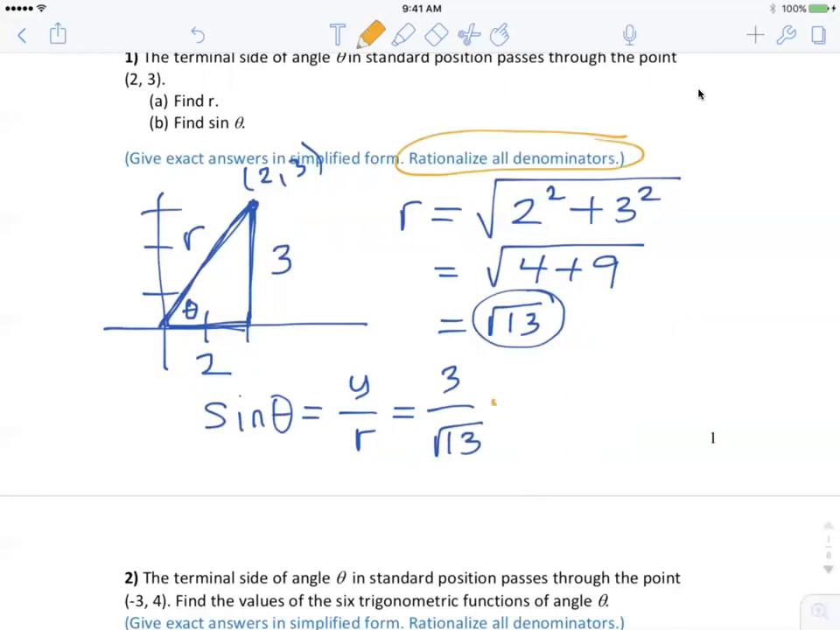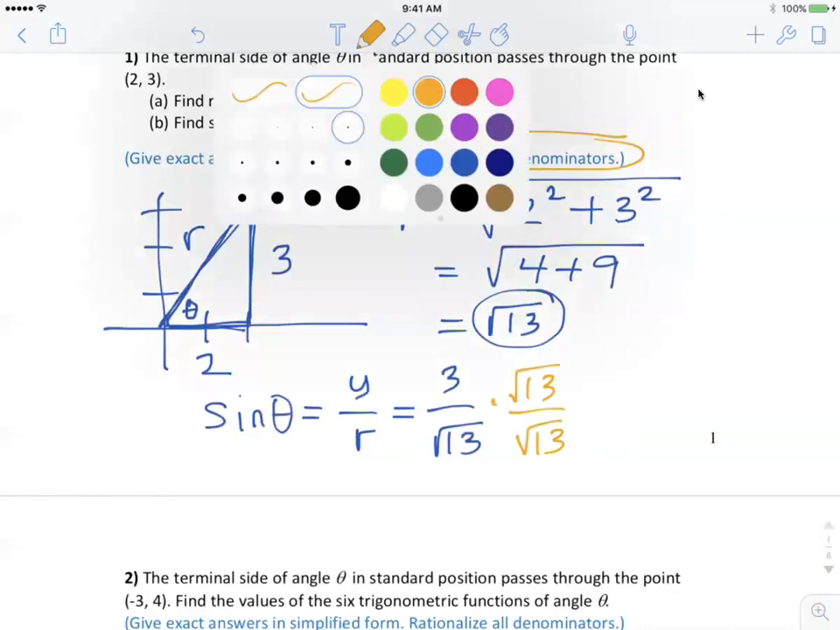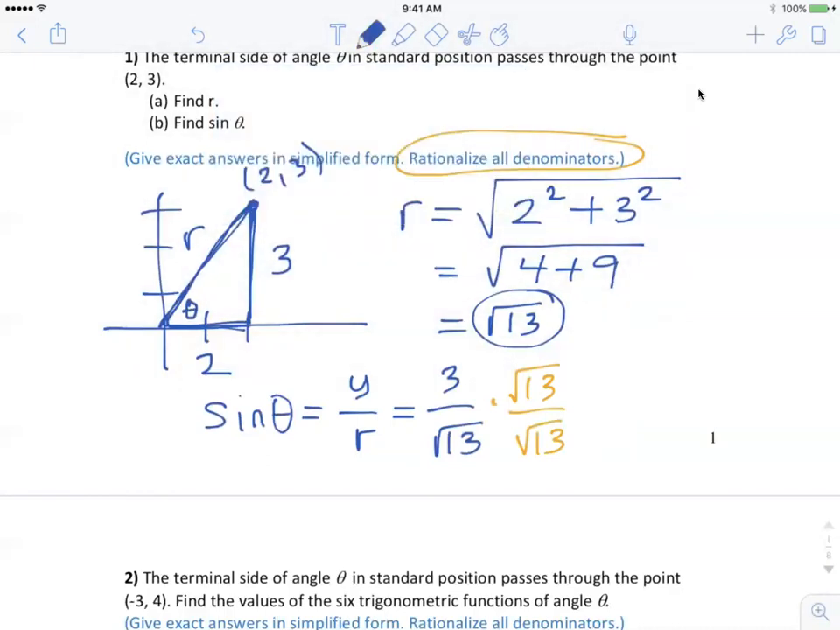To do that, I'm going to multiply the top and the bottom by the square root of 13, which we used to do in algebra. Rationalize just means we shouldn't have a square root in the denominator. So the top is 3 root 13, and the denominator, root 13 times root 13, is 13. So that's how those work.